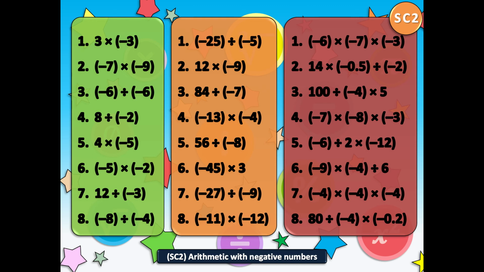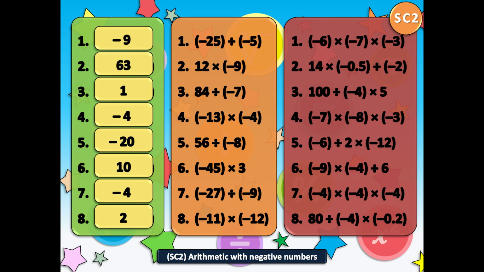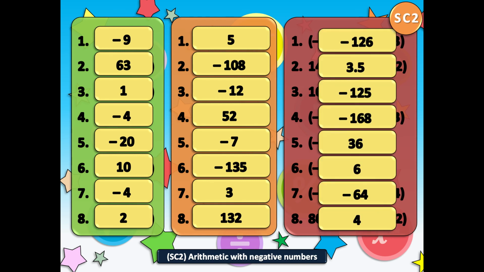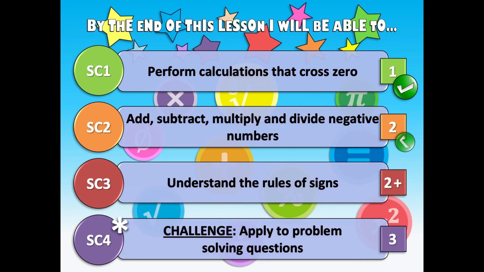Here are your answers. So there's your green answers. There's your amber answers. And there's your red answers. And now we've completed success criteria 2. So now we're going to move on to number 3, and this is to understand the rules of signs.